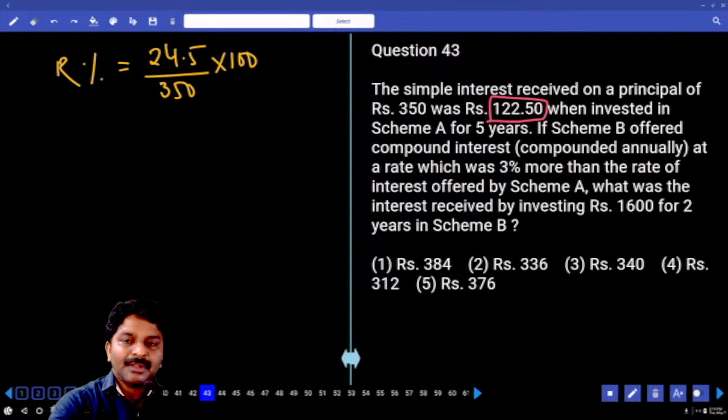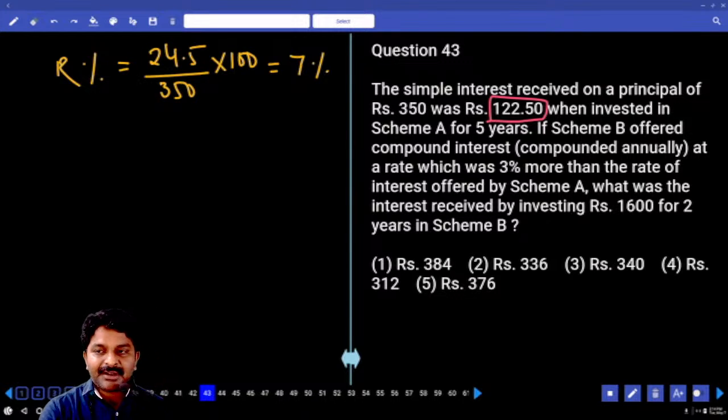Correct? This is equal to, what is 10% of the denominator? But we have less than that number. What is 1%? 3.5. 24.5 is equal to 7 times 3.5. Then the rate of interest is 7% per annum.